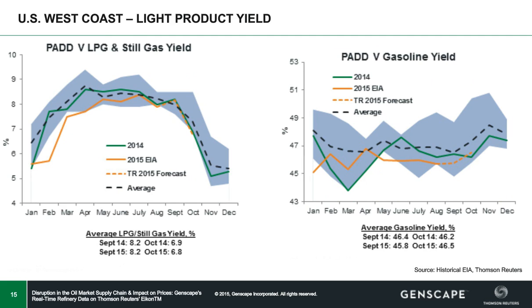LPG and still gas yields on the West Coast were lower earlier this year, but have since risen to the typical 5-year average level, and we anticipate them to keep this track through year-end and average 8.2% in September and 6.8% in October. We expect gasoline yields on the West Coast for September and October to average 45.8% and 46.4% respectively. Gasoline yields remain flat in the region as the area has about a quarter of its FCC capacity down for planned maintenance currently. As the units are not planned to come up for maintenance until later this year, the yields are likely to remain below average.